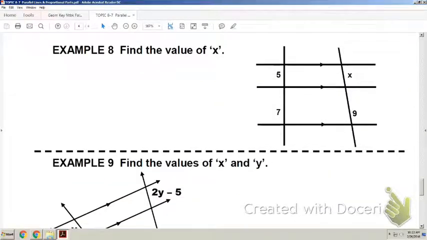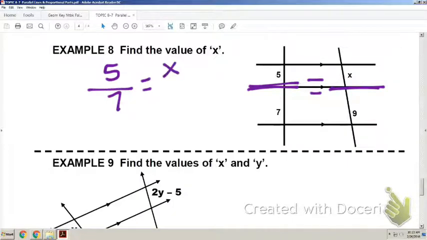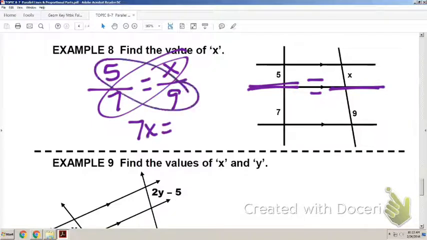Okay, so example 8 says find the value of x. So just set up the proportion. Literally as it's written, I could just put bars here and put it equal to, and that could be my proportion. And that's what I like to do. It's the easiest way. So I can say 5 over 7 equals x over 9. So that would be 7x equals 45. Divide by 7. So that makes x 6.4.